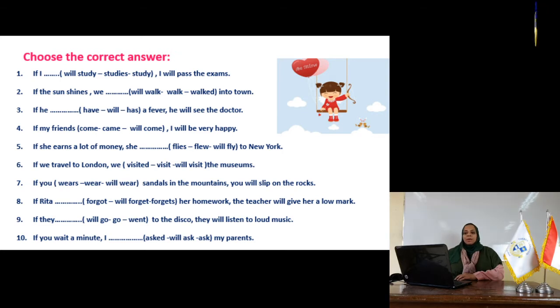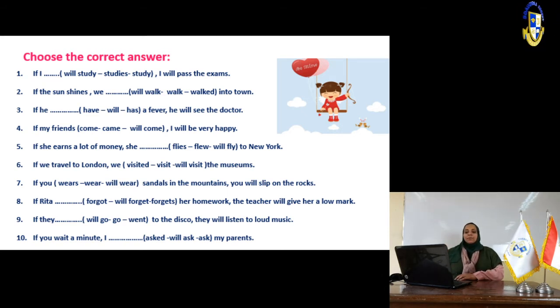Number 4, if my friends, I'll be very happy. If my friends come, of course. Number 5, if she earns a lot of money, she to New York. Here I have the word if, after if present simple. So this is the next sentence: she will fly. Exactly, because this is the result.